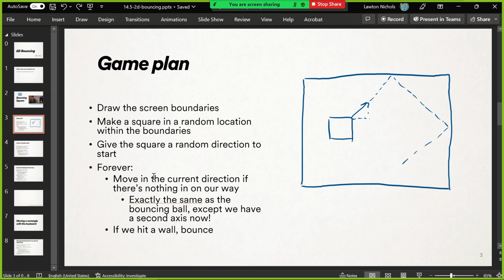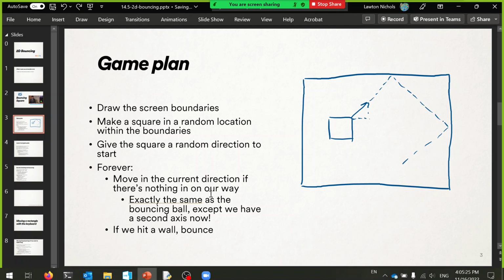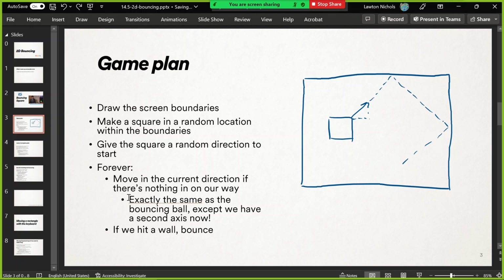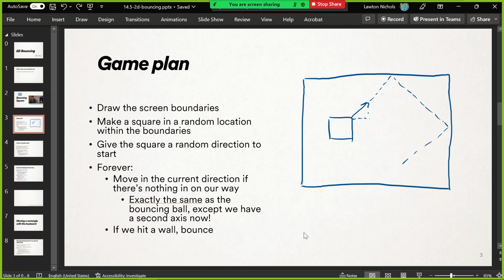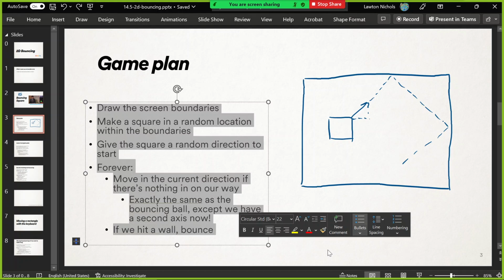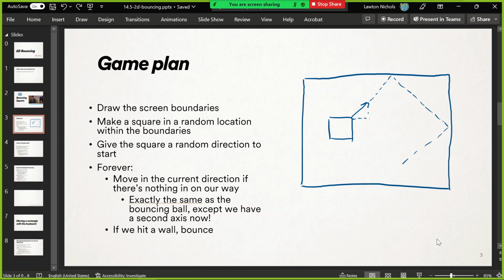That will be beautiful. And then forever, our loop is going to be try to move, try to scoot in your current direction if you can. Unless something's in the way, right? Move in your current direction if there's nothing in your way. Same as the bouncing ball, but now we have an x-axis as well as a y-axis to worry about. If you hit a wall, bounce off in a nice 2-dimensional way. We talked about how to do that, but it'll make more sense in code, I think. So, yeah, that is going to be essentially the game plan. If we can turn these words into code, we did it.